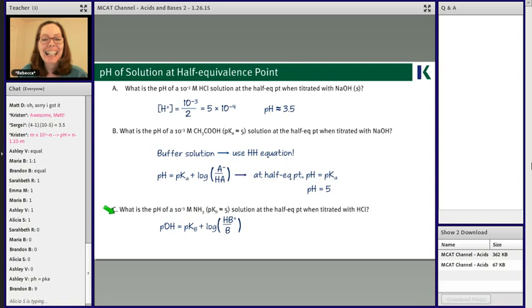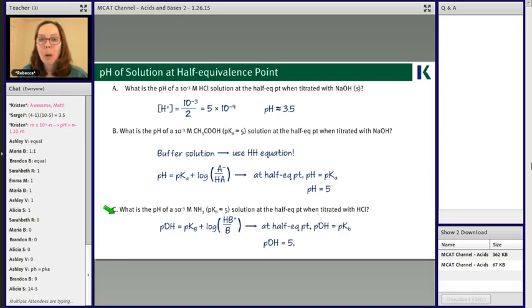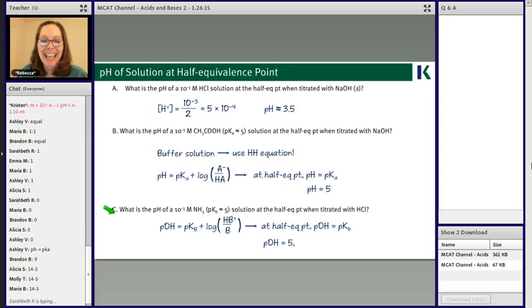Brandon is not going to let me fool him. And how did Brandon come up with 9? Well, our pOH equals 5. And what do we need to remember to do? Yes, exactly. Excellent. Molly, Mariah, Sarah Beth, you've got to subtract it from 14. Excellent. You are not being fooled by these. I love it. Okay, good job.